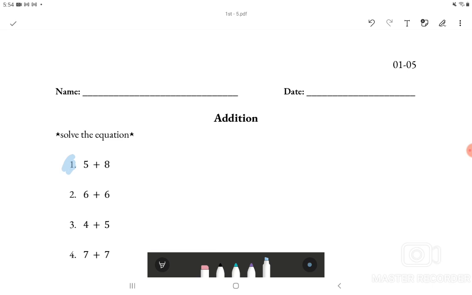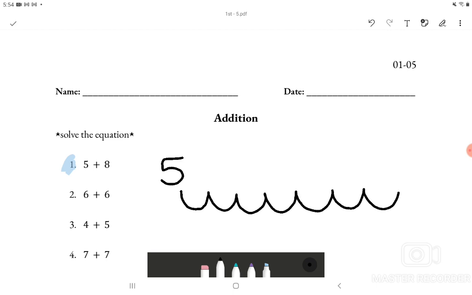Number 1 says 5 plus 8 and we'll be using one of the easiest ways to solve addition problems, which is by using steps. I will start off by writing 5 and drawing 1, 2, 3, 4, 5, 6, 7, 8 steps to the right. We would have to find this underlined value, which would give you the answer.